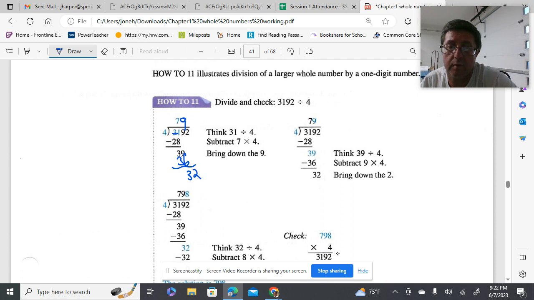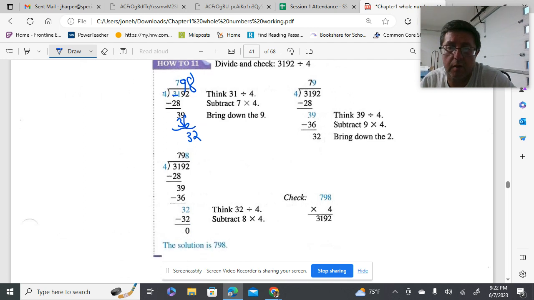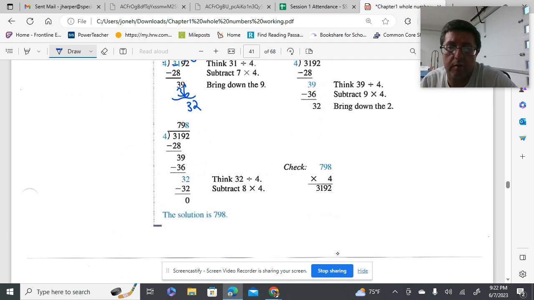Then you drop the 2. 32 divided by 4 is 8. So 798 should be our answer, which is right there.